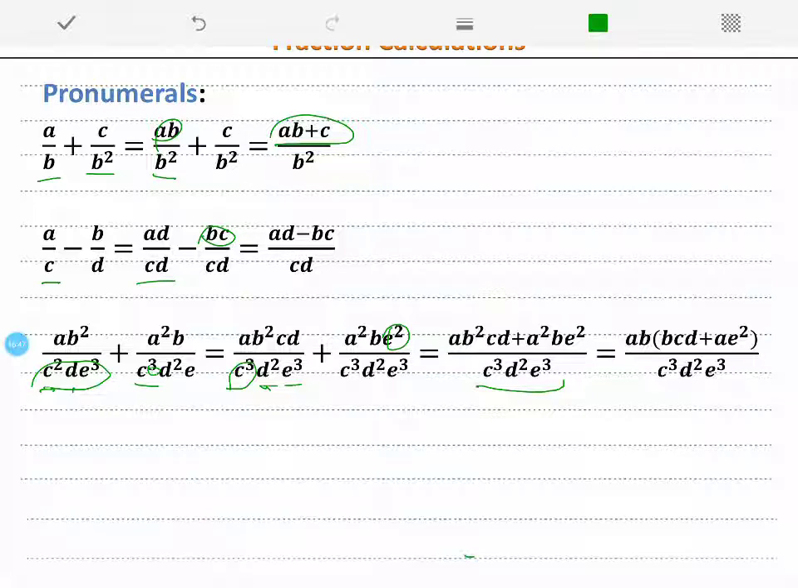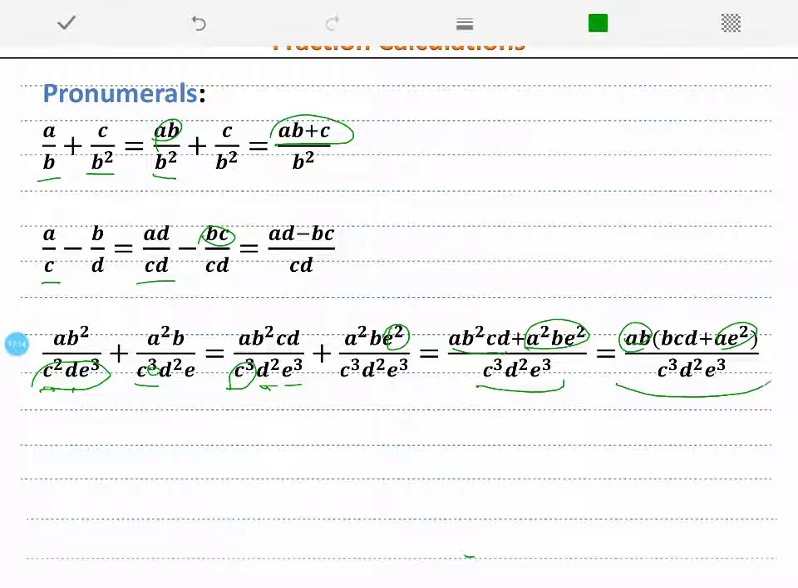And finally you simplify that by factorizing the numerator. We find the common factor for the two terms in the numerator, which is ab here. We put ab in front followed by a bracket. The first term divided by ab equals bcd, and the second term divided by ab equals ae squared.